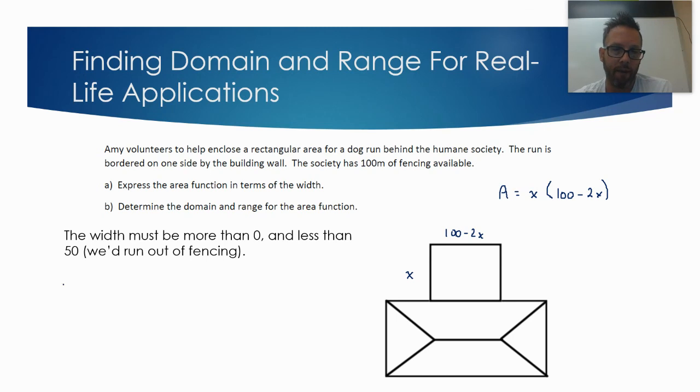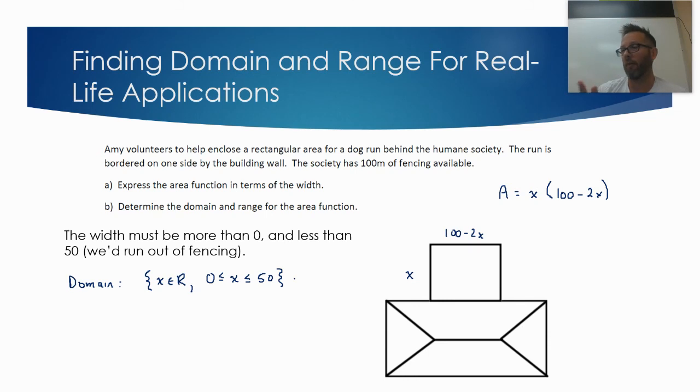Well, we know how to write that. So for the domain, x can be any real number. The width can be any real number between 0 and 50. So 0 less than or equal to x less than or equal to 50. Let's talk about the range.